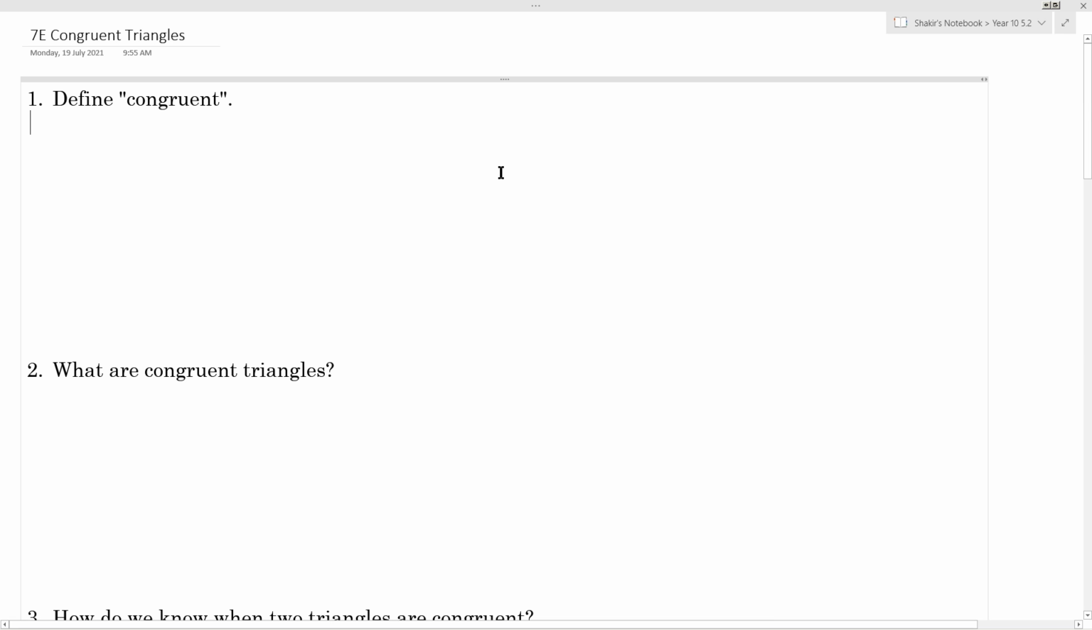Welcome to a lesson on congruent triangles. This is exercise 7E in your Cambridge textbook. Okay, so I'm going to answer a series of questions to help you understand.